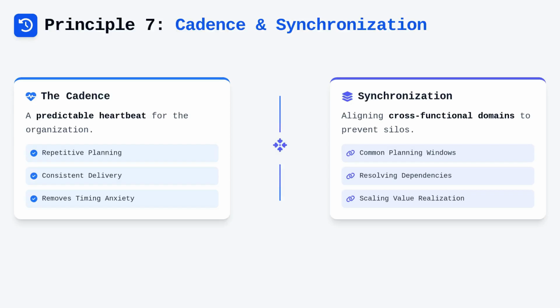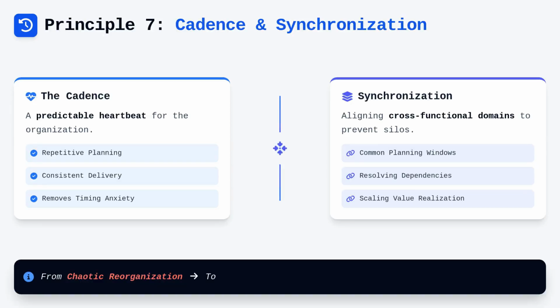The goal is to move from a state of constant, chaotic reorganization to one of rhythmic, predictable delivery. This synchronization allows us to manage the inevitable variation in our work by providing consistent points of interaction across the entire enterprise. It essentially creates a framework where uncertainty can be handled within the bounds of a known delivery interval.